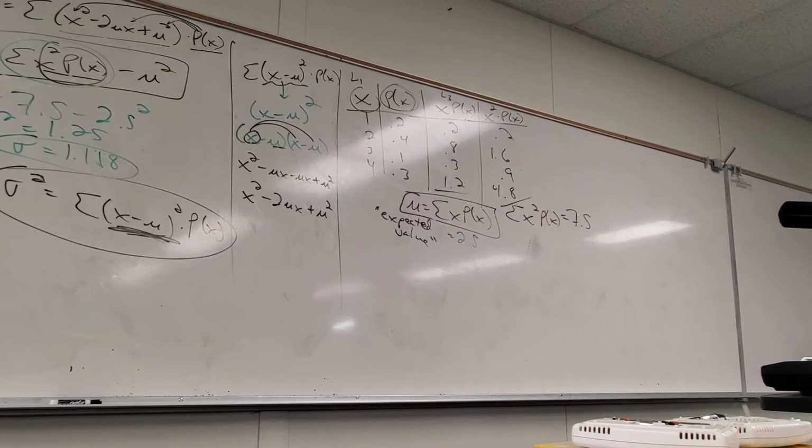I do L1 times L3, that's X times X, X squared plus X. You could do L1 squared times L2, because that was X squared times 2X. L1 is the X, L3 is the X times P of X. So it doesn't care how you do it. Yeah, I think it's fine.